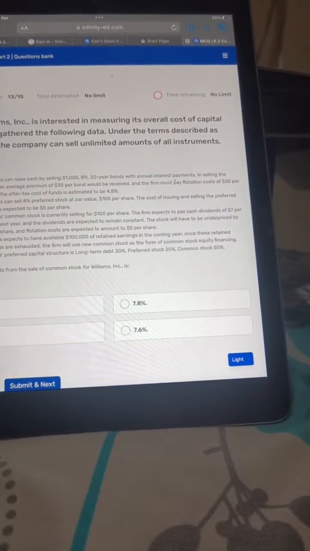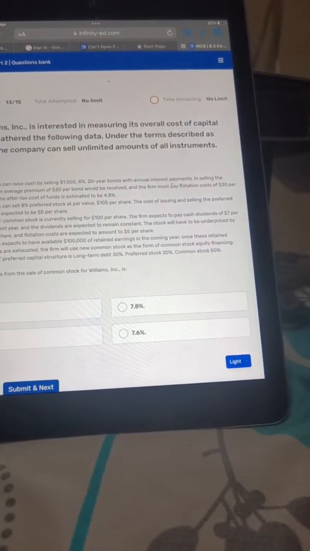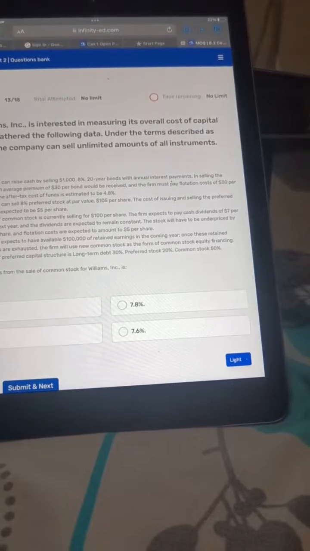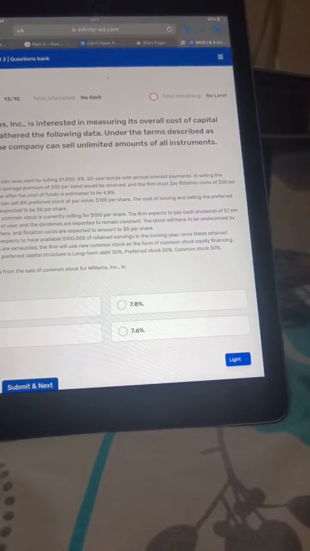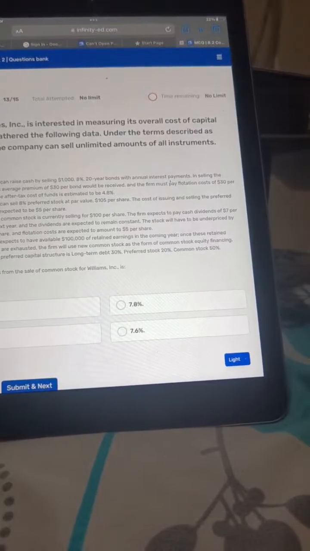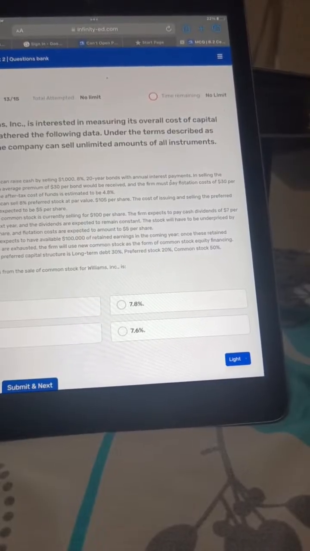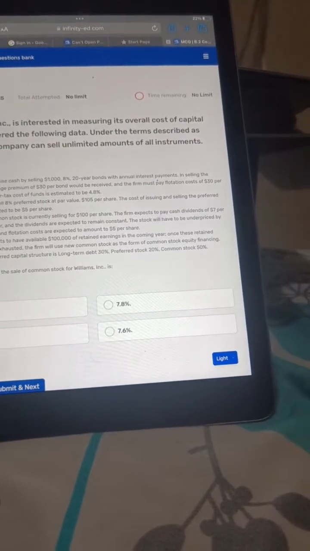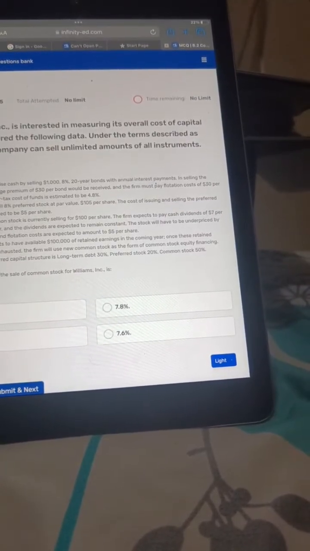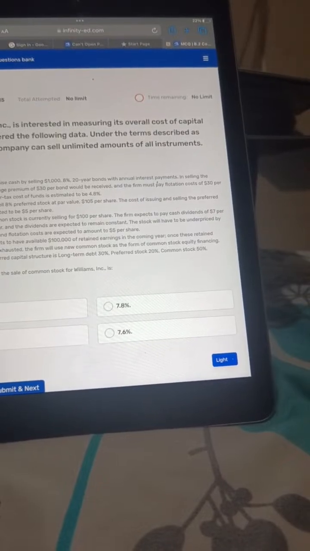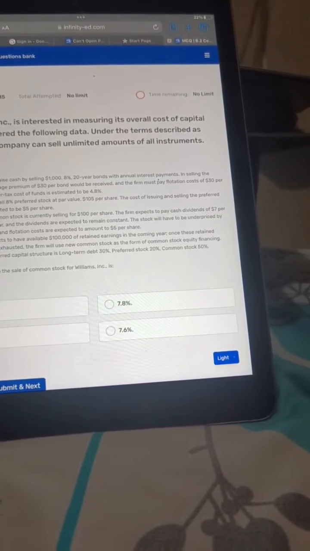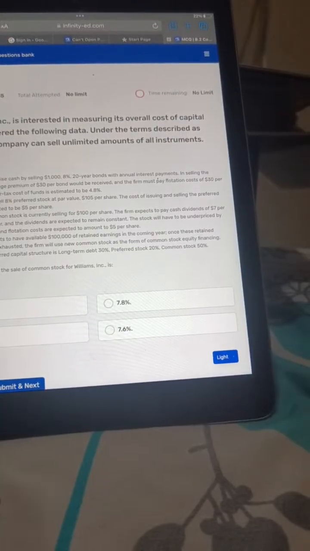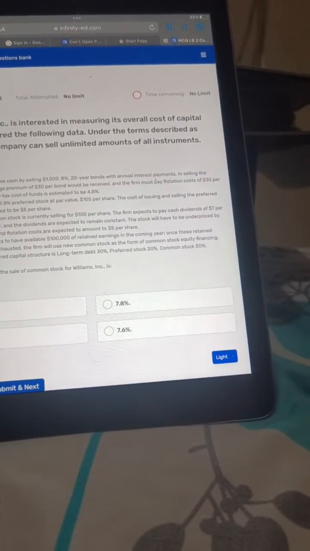Price is $100, and the cash dividend is $7 per share, and the stock will have to be underpriced by $3 per share, and flotation cost will be $5 per share, and the company is expected to have available retained earnings. In the coming years we have the retained earnings also, $100,000 earnings expected to be used from the common stock equity financing. Preferred stock is no need to consider.